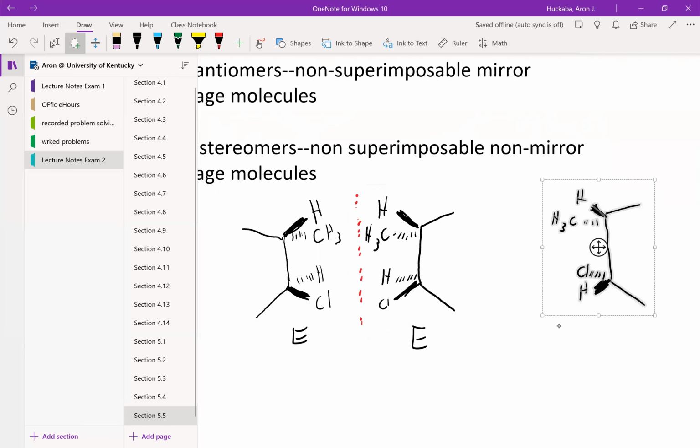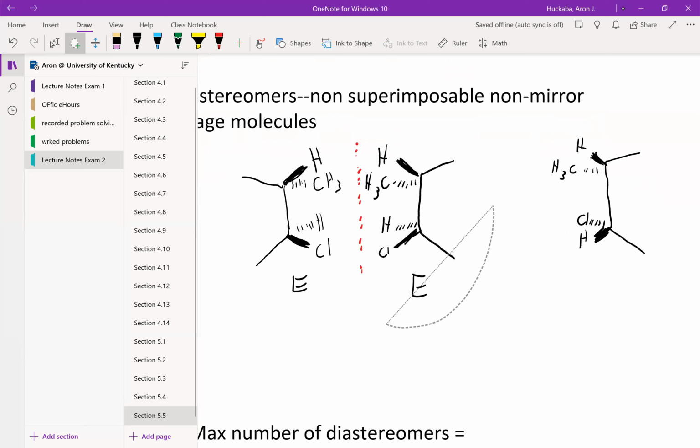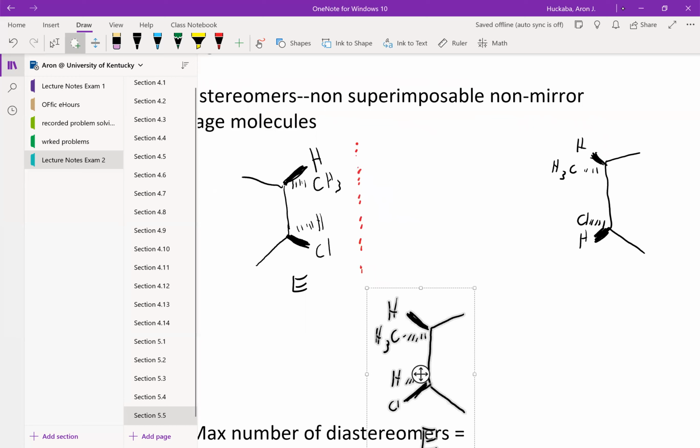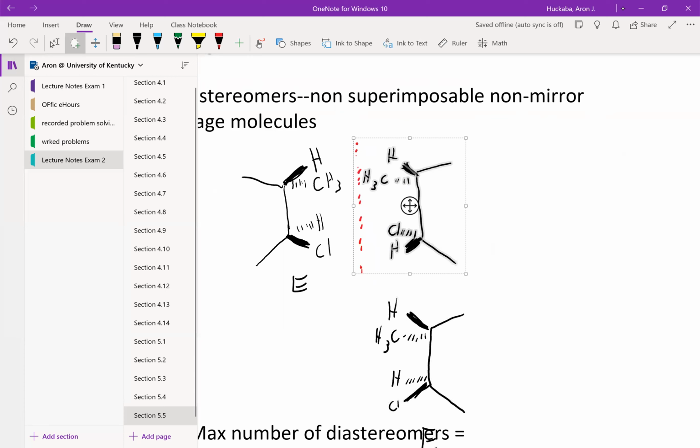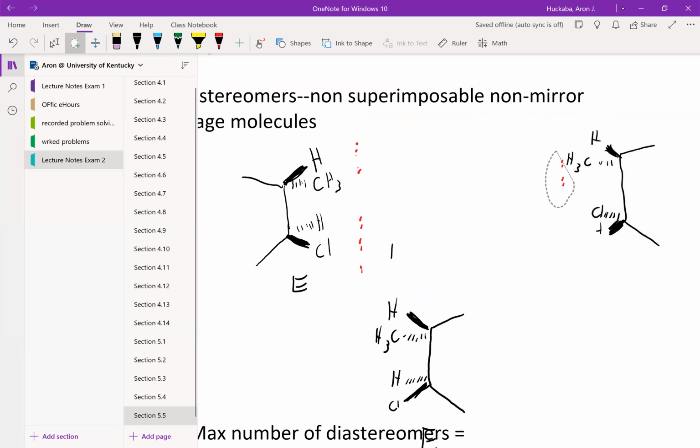If you need to see that closer, we'll grab this, and we'll move it away for a second. There we are. Move this one over. So now you can see, hopefully much clearer, that the chlorine and hydrogen at the bottom are not mirror images. So now this molecule is a non-superimposable, non-mirror image of the other, which makes it a diastereomer.